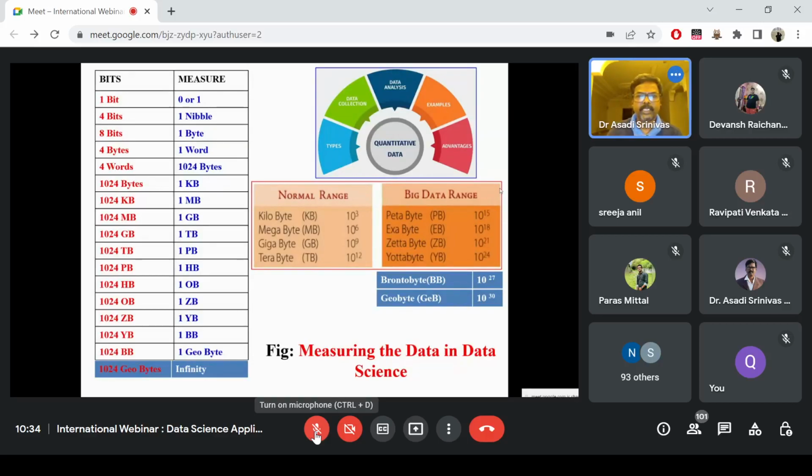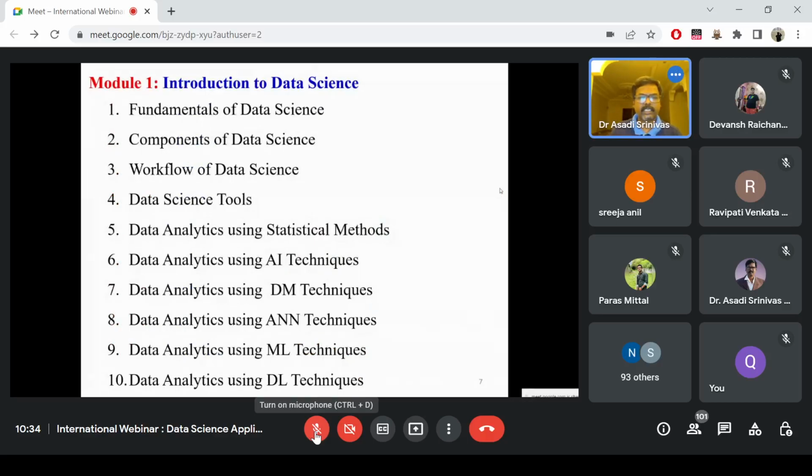Keep that in mind. In introduction to data science, I'm going to cover the fundamentals of data science, the components of data science, the workflow of data science, and data science tools, and data analytics using statistical methods like linear regression, nonlinear regression, logistic regression, data analytics using AI techniques, data mining techniques, artificial neural networks techniques, machine learning techniques, and deep learning techniques. These are the techniques I am going to cover.